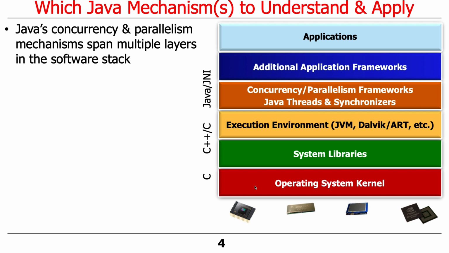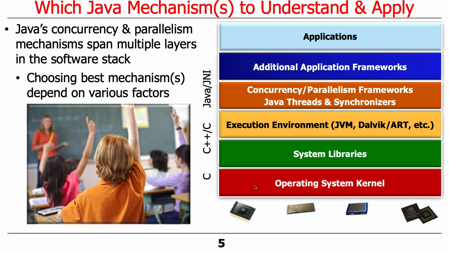this class. Then we get to where there are some mechanisms available at the execution environment layer, which is things like the Java virtual machine or the various execution environments you get with Android. There are concurrency and parallelism frameworks and Java threads and synchronizers that occur at the Java class library level. And then there's additional stuff on top of that, which is, again, beyond the scope of what we're covering here.